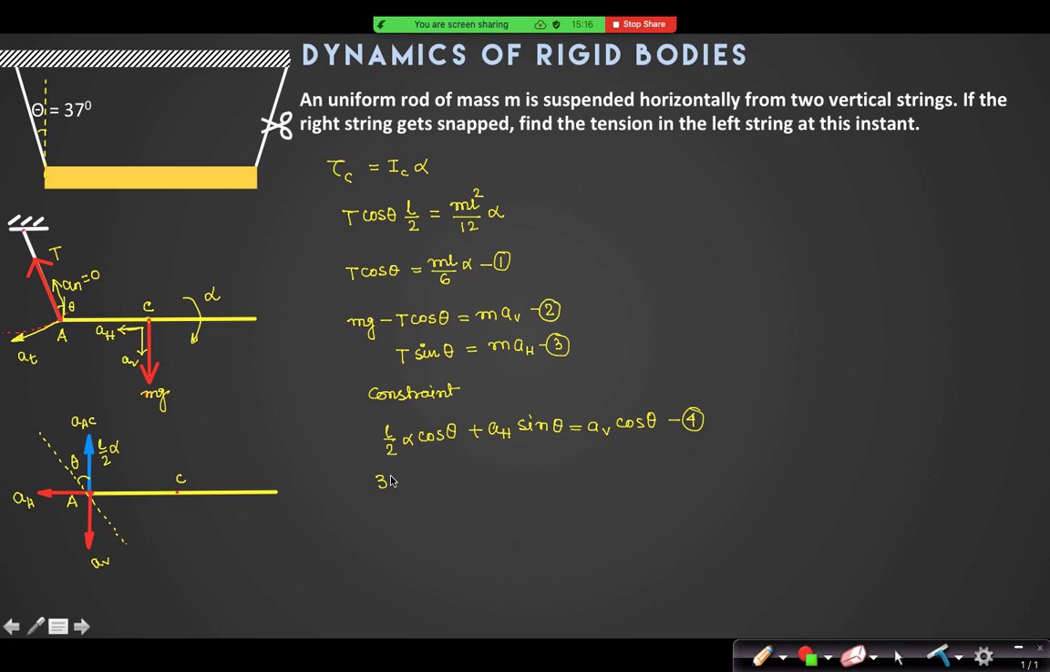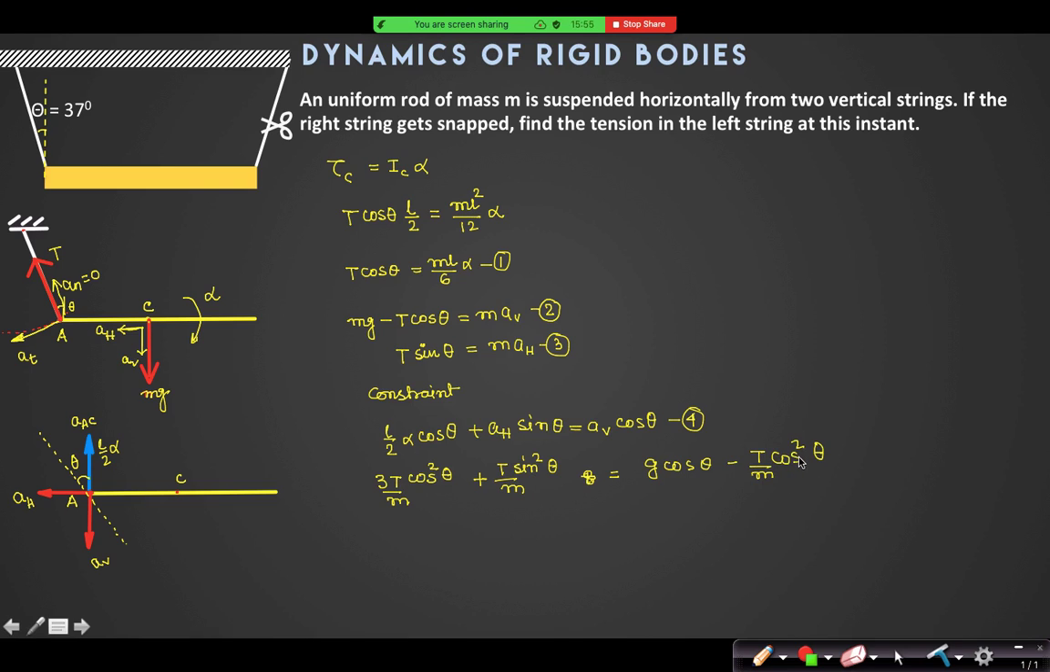Yes, sir. 3T cos theta by m. So that will be 3T cos square theta by m, plus AH. AH is T sin theta by m, so it is T sin square theta by m, plus AV cos theta. AV is equal to g minus T by m cos theta. So g cos theta minus T by m cos square theta.